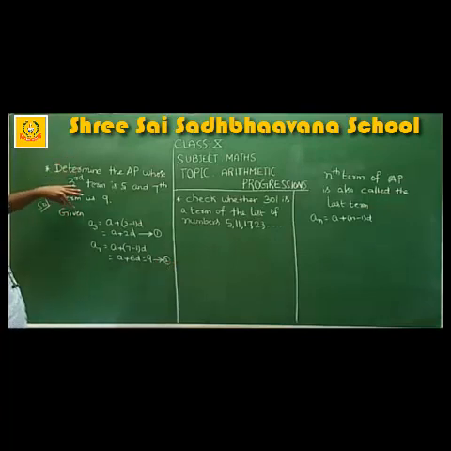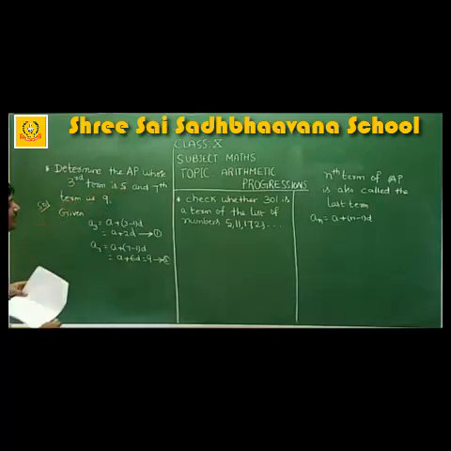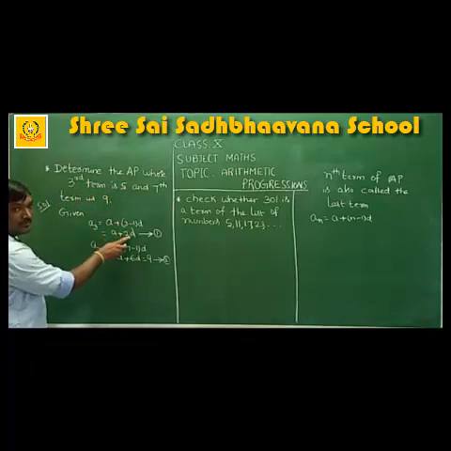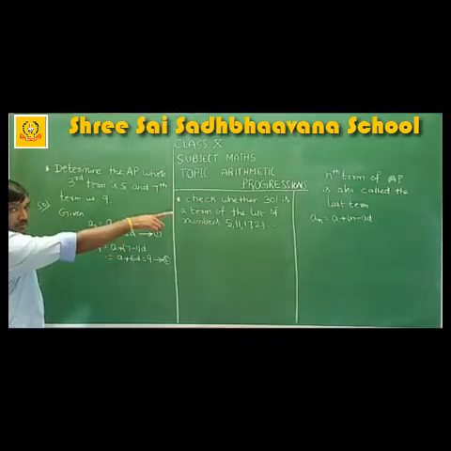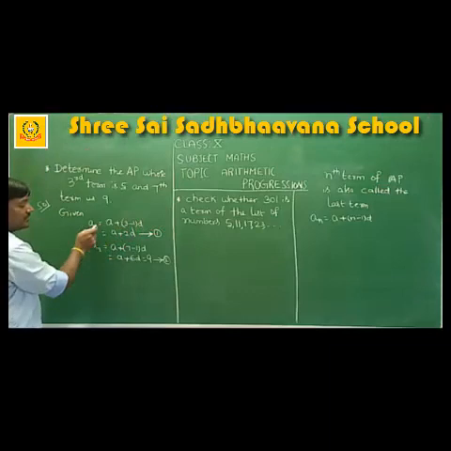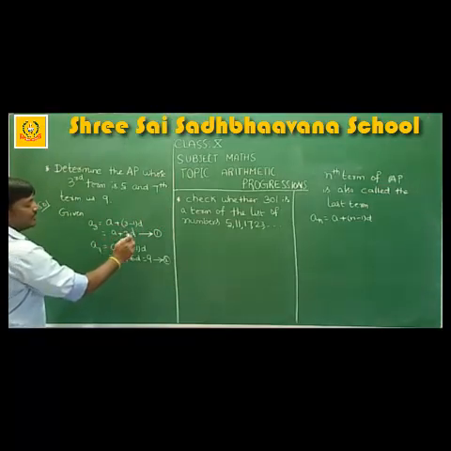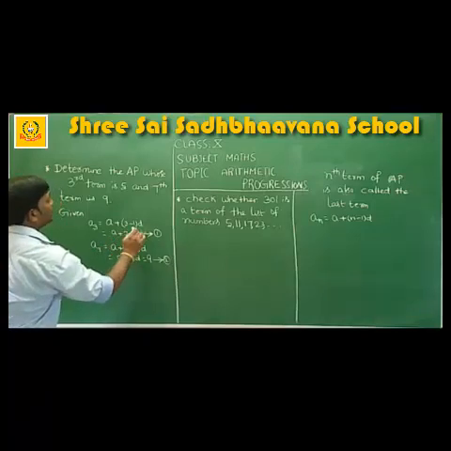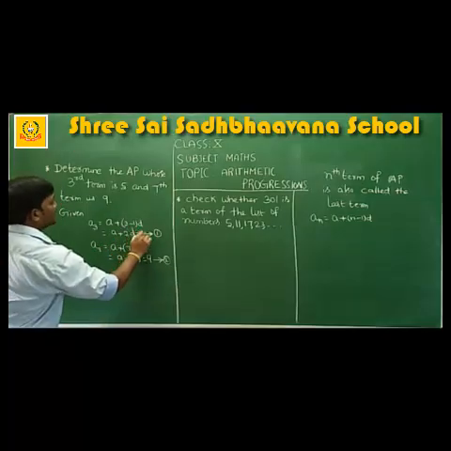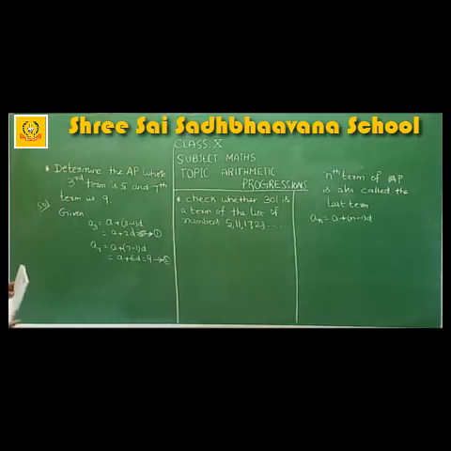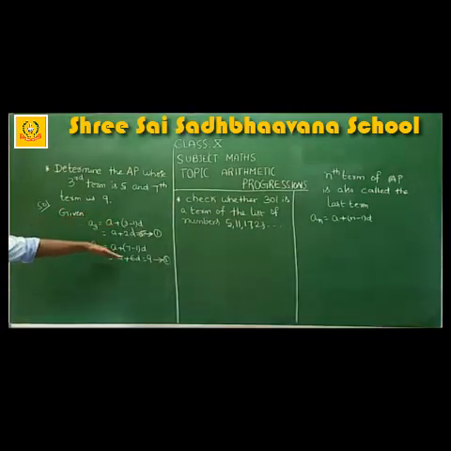Just to repeat, first you have to write given a3. a3 is given as 5. a3 can also be written as a plus 3 minus 1 into d. I am following the nth term formula, just replacing n with 3. So a plus 2d, and a7 is a plus 6d, and a plus 2d is given as 5. Solve these equations 1 and 2 and you will get the values of a and d.